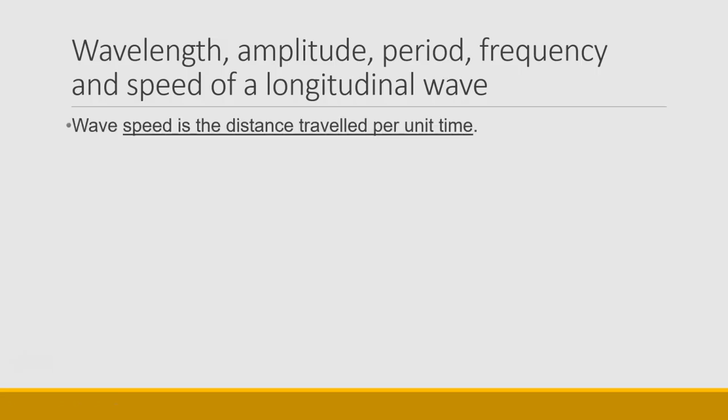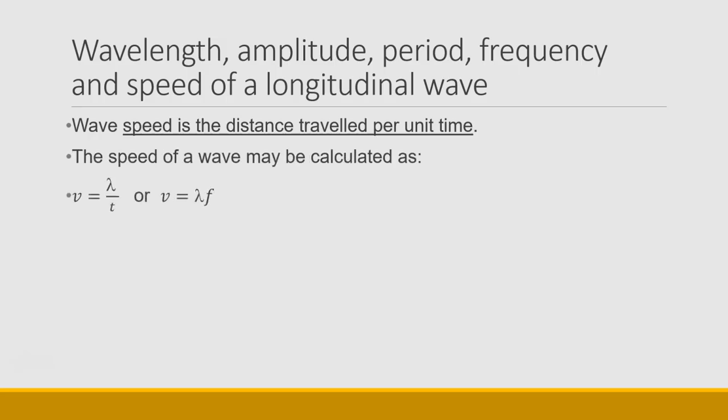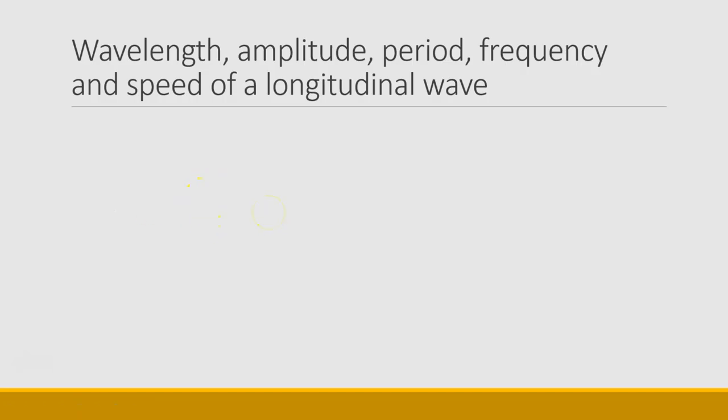And the speed of the wave is defined as the distance traveled per unit time, and it has the same formula. The wave speed is the wavelength divided by the period, or the wave speed is the wavelength times the frequency. So let's take a look at some examples.